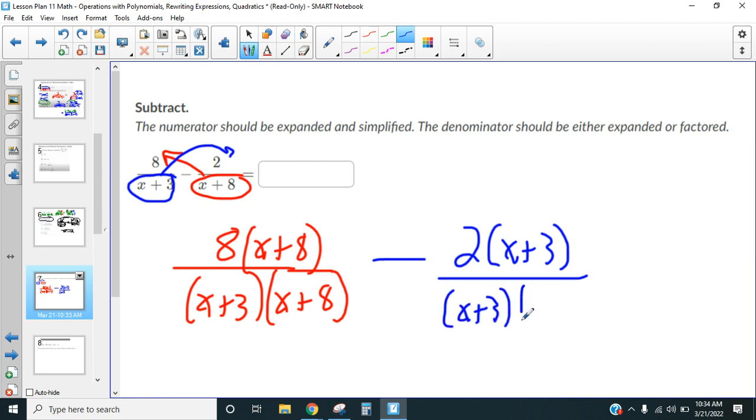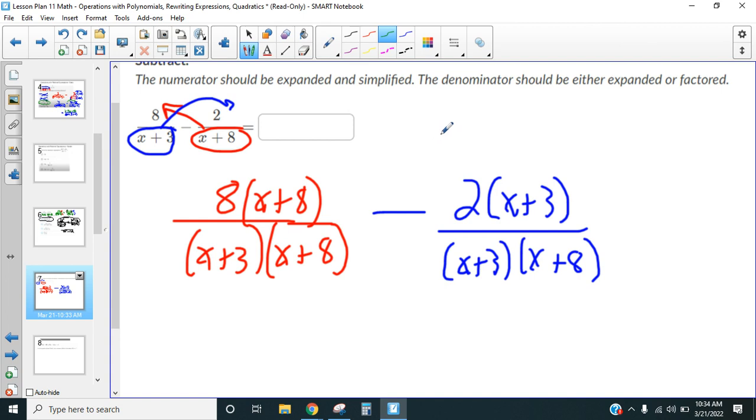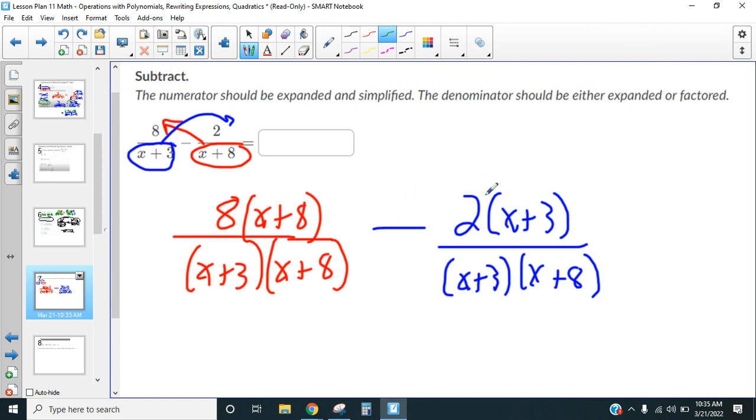Now remember, the whole point of this is to make sure the denominators are the same, which they are now. Whenever we change denominators, we have to multiply the top and bottom by the same thing. So now, don't forget when it's subtraction. This is a common mistake. First of all, this is 2x plus 6, right? And then this is 8x plus 64. When it's subtraction, we subtract that and we subtract everything else in the group.